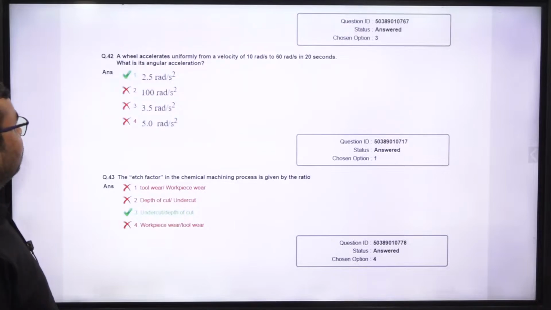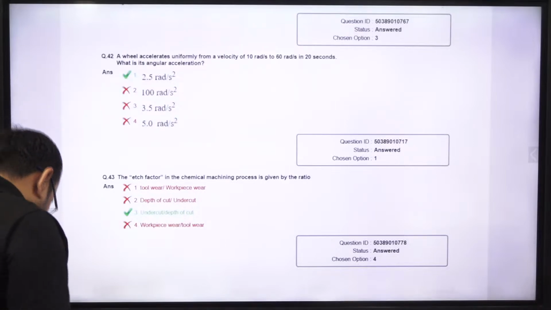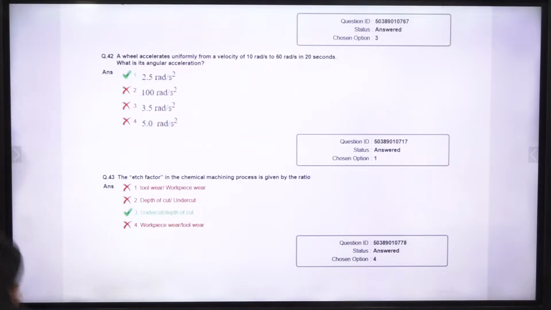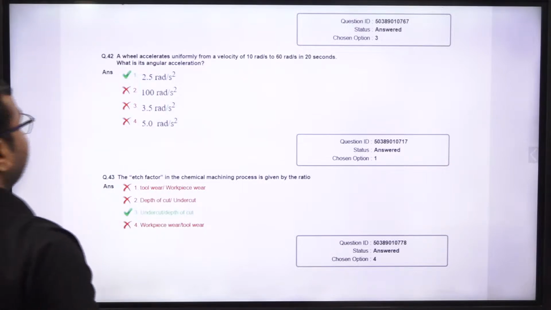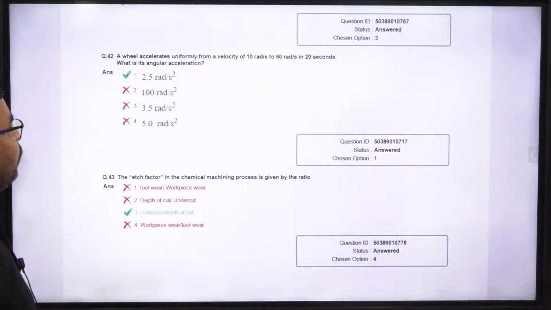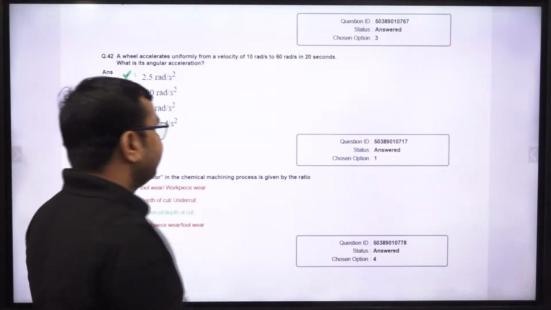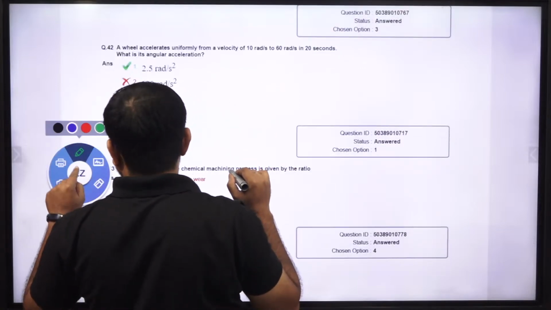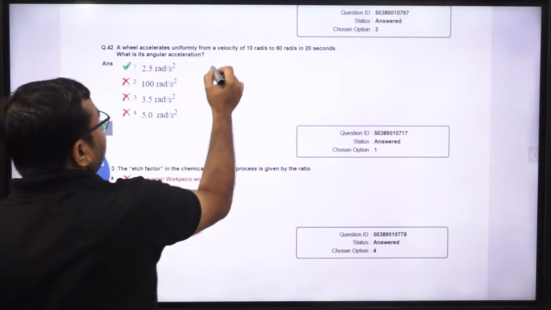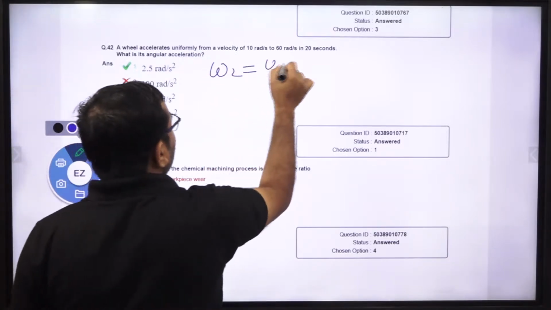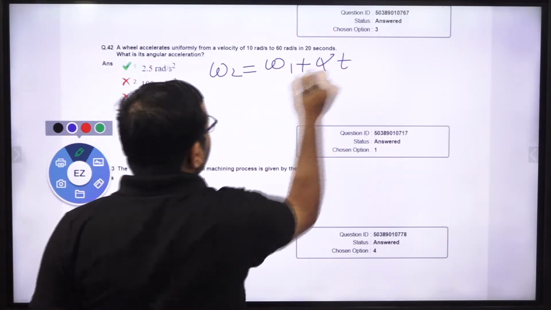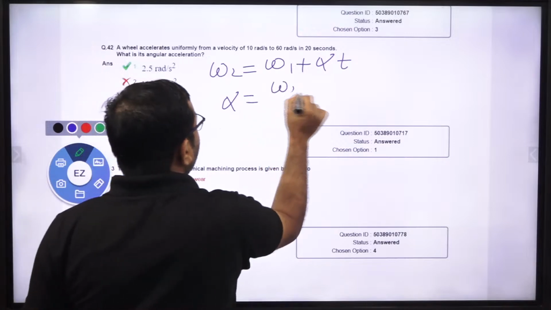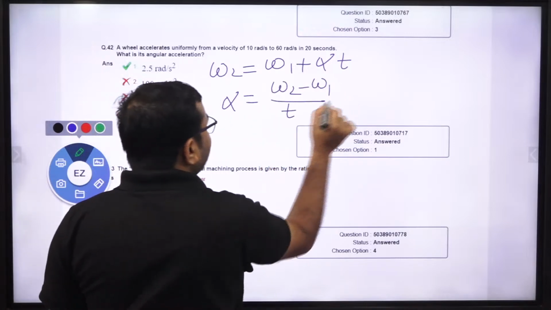Okay, so what about this question? A wheel accelerates uniformly from a velocity of 10 radian per second to 60 radian per second in 20 seconds. What is the angular acceleration? Let's say omega 2 is omega 1 plus alpha times t. So alpha is omega 2 minus omega 1 divided by t, correct?